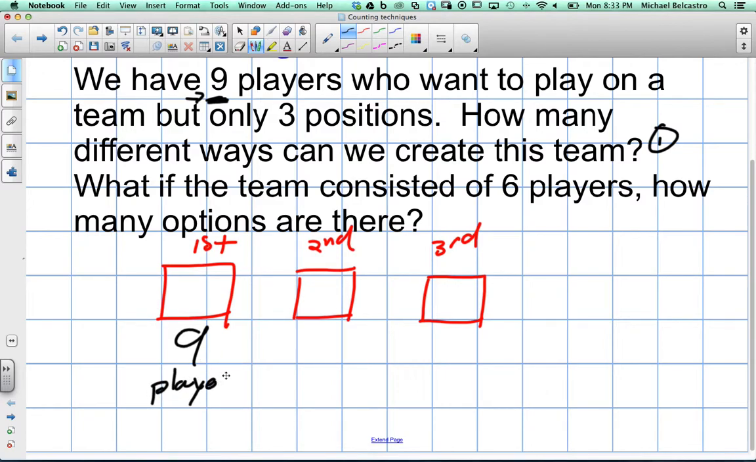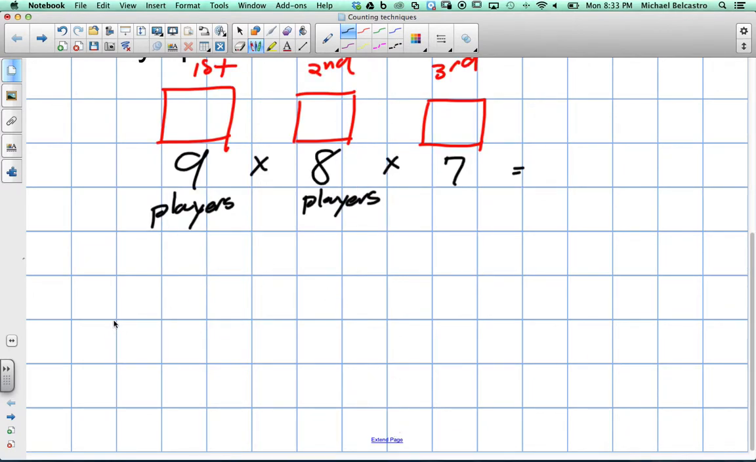Okay, but once we choose the first player, no matter who it is, that person is already selected. Yeah. So how many options do we have for the second player then? 8. That's right. Okay, and with that same idea, how many options will we have for the third position? 7. That's right. Okay, so essentially to figure this out, we're multiplying 9 by 8 by 7 to give us our value.